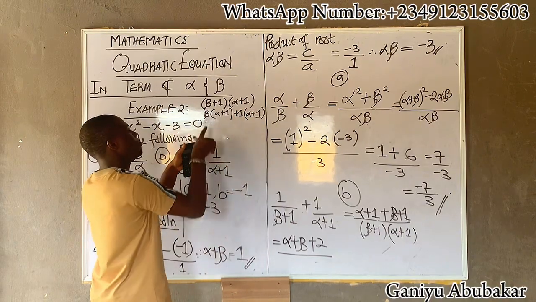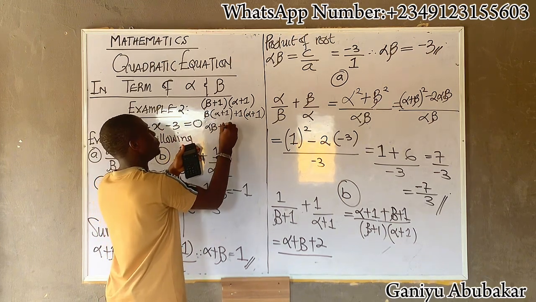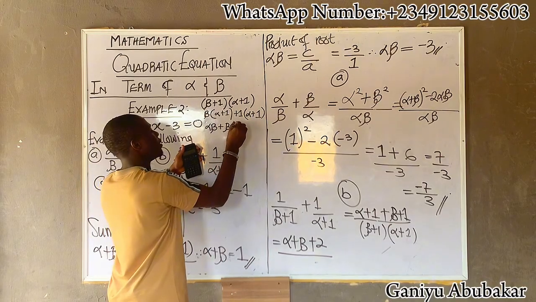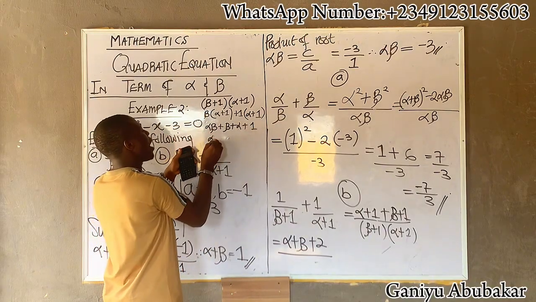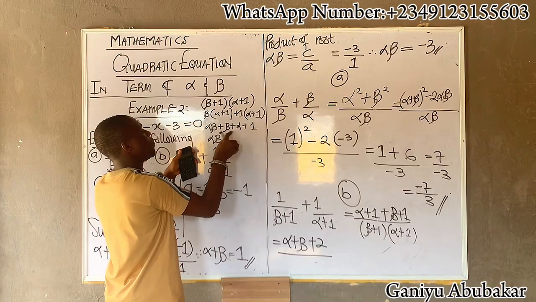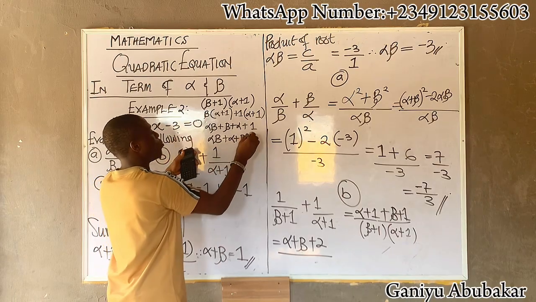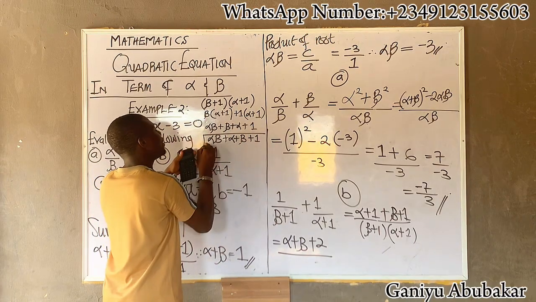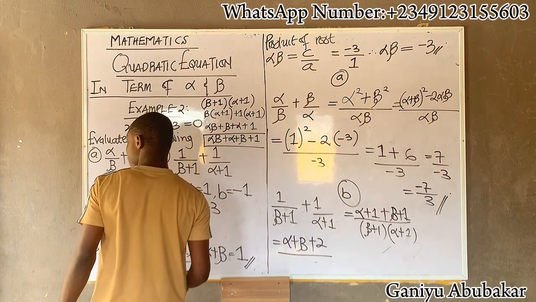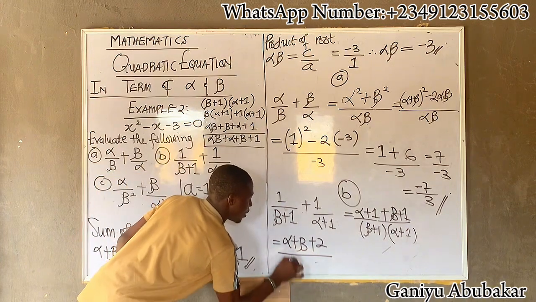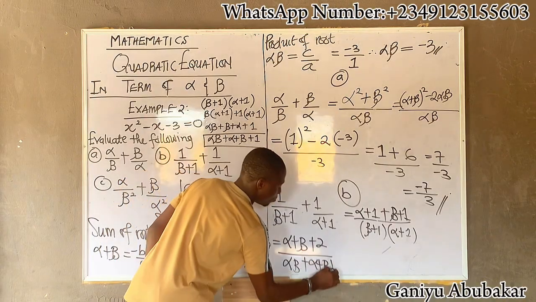So I have this. Beta times alpha is alpha beta, plus beta times 1 is beta, plus 1 times alpha is alpha, plus 1 times 1 is of course 1. Rearranging, I will have alpha beta plus, this can be written as alpha plus beta, this one comes before this one, next up plus 1. So on expanding these two here, I have this as my answer. So I'll write here alpha beta plus alpha plus beta, next up plus 1.